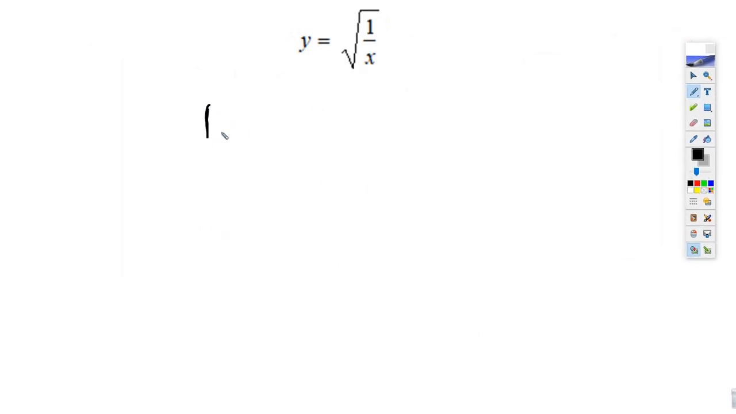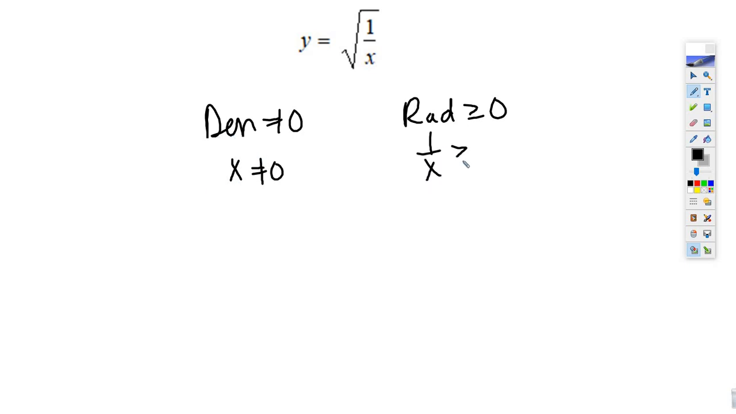So here again, we have the denominator cannot be 0. The radicand has to be greater than or equal to 0. So x cannot be 0. That's the only thing in the denominator. The radicand is 1 over x, which has to be greater than 0. Now this takes a little bit of logic because if you try and solve and multiply by x on both sides, your x disappears because x times 0 is 0. So let's think about this. 1 divided by what type of number is going to give me something greater than 0?